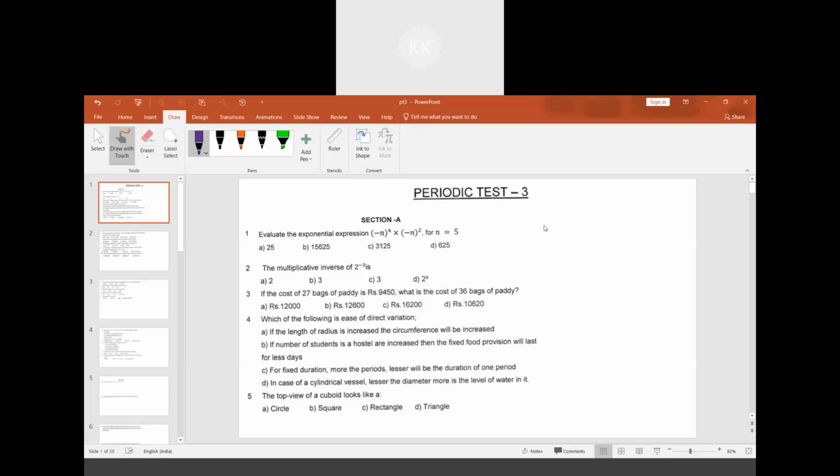Evaluate the exponential expression minus n to the power 4 into minus n to the power 2 for n is equal to 5. First, we have to use the law of exponent. This is minus n to the power 4 plus 2.